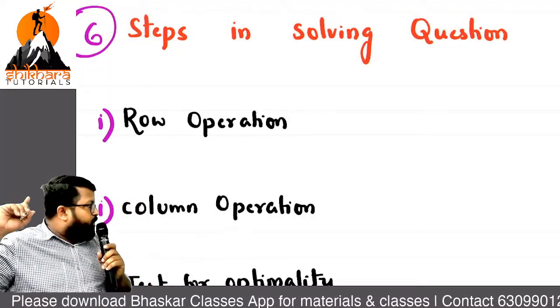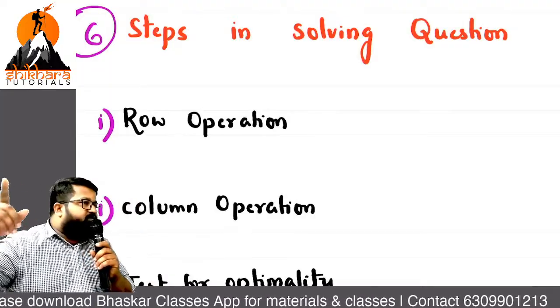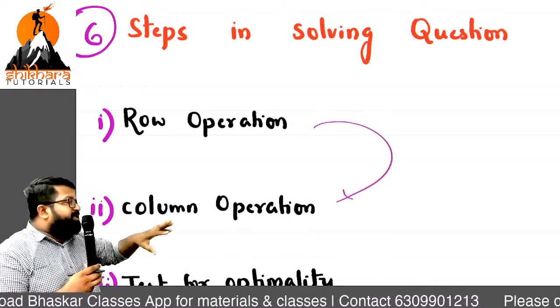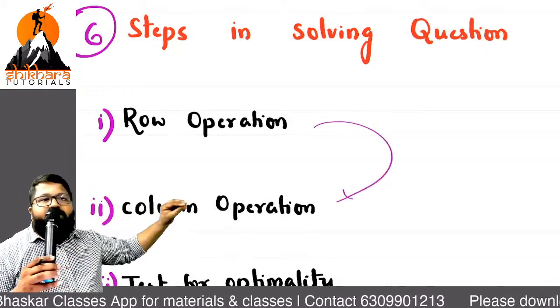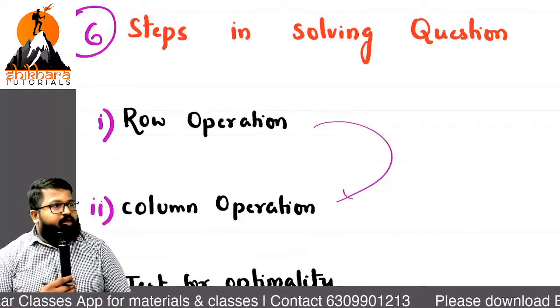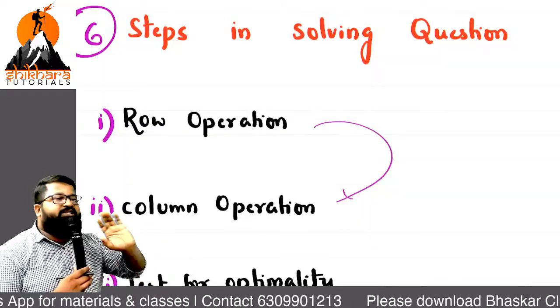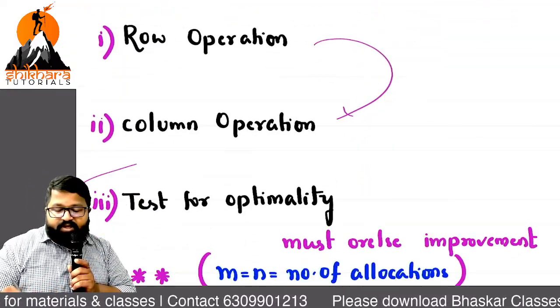What is the next one? Column operation. What should we do, sir? Whatever end result we get will be the starting point for the column operation. In the column operation, the least number of each column is identified and deducted from the respective column. What is the next step, sir?